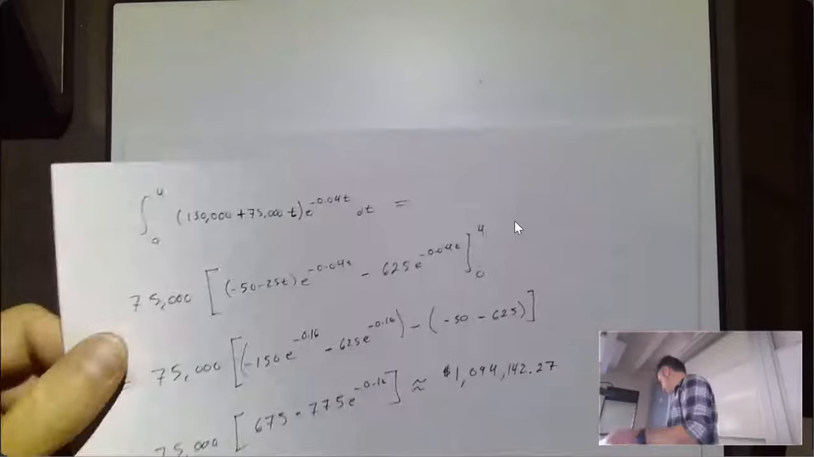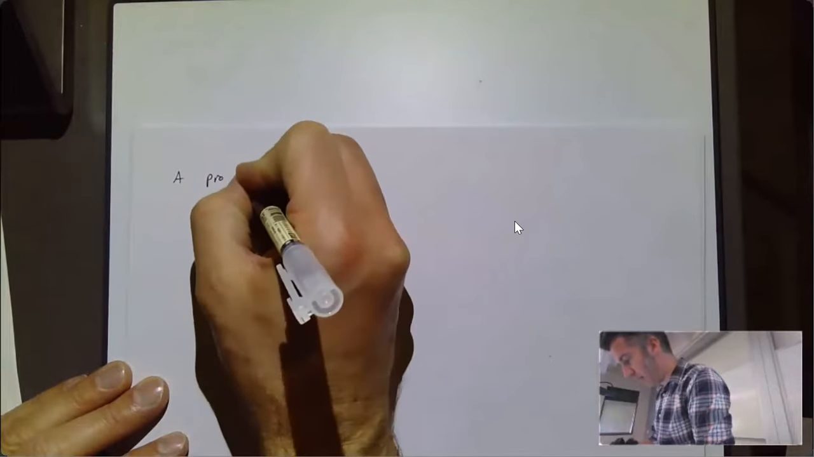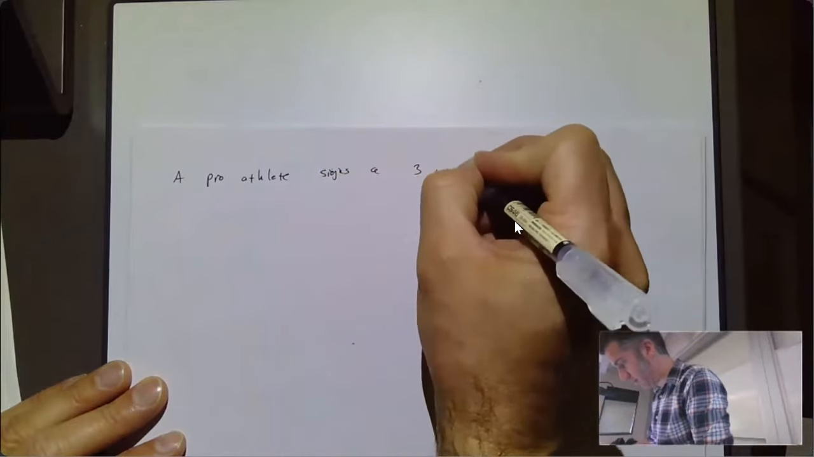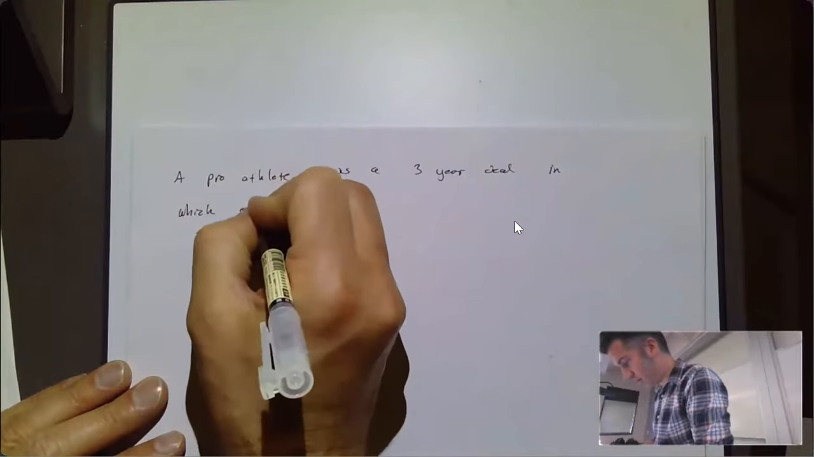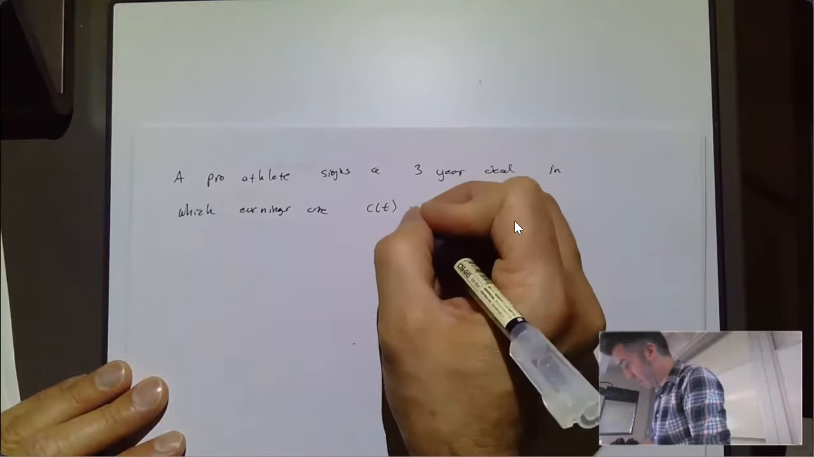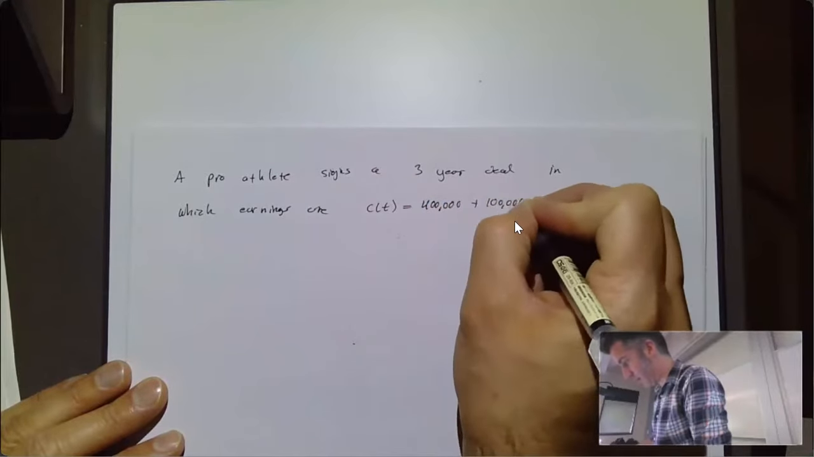Okay. So the next example is very similar, but you can't really do a lot else other than these kinds of functions. So let's look at this one, which is actually very similar to the question you specifically sent me from your class, but a little bit different. So a pro athlete signs a 3-year deal in which the earnings are given by the continuous income function C of t equal to $400,000 plus 100,000 times t.